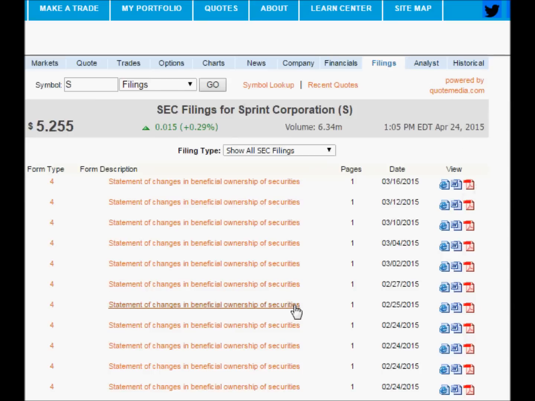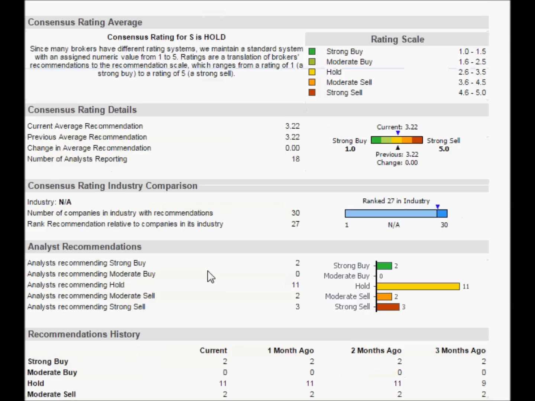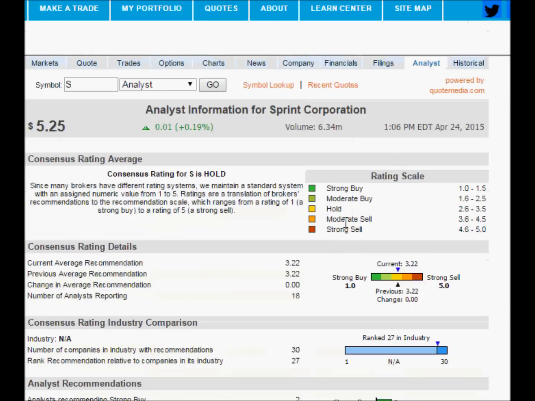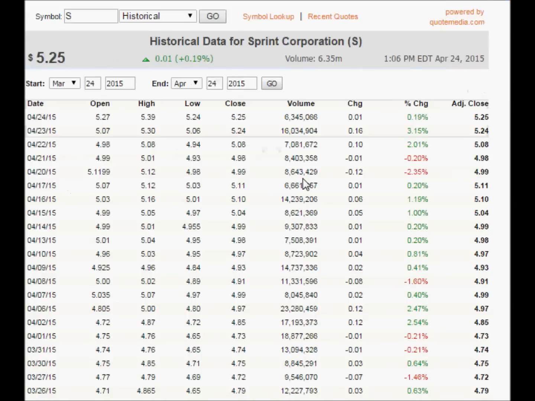Next, we have analyst ratings. If you want to see what the analysts are saying about this stock, you can click here and get exactly what the analysts have been saying. So here I say, for example, for Sprint, I have 11 analysts saying hold it, 2 strong buy, 3 strong sell. And we even have a bunch of historical price information. You can select the exact date range you want to see, and it will give you all of the price information for this stock.